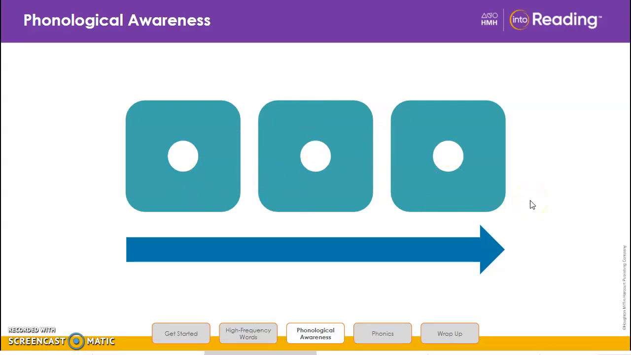Now it's your turn. Listen to the sounds, then blend the sounds and say the word. H, O, P. What's the word? Hop. Yes. When you blend h, o, p, you say hop. Let's do some more. Blend the sounds and say the words. Ready? B-I-T. W-I-Z. J-A-G.